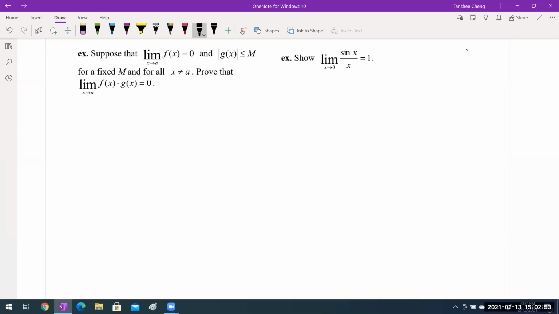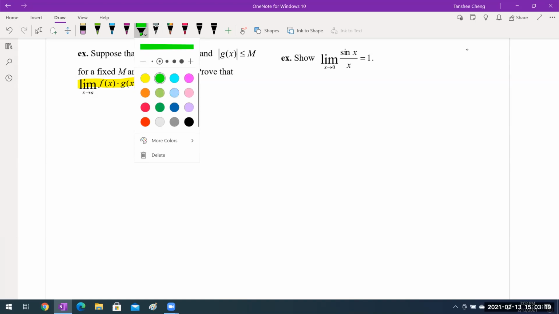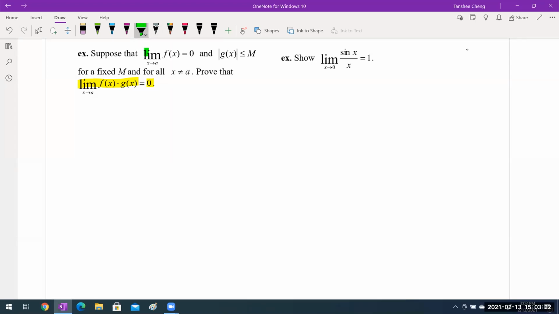So for this type of problem, you can see that there is no numerical value of the functions and no formula of the functions at all. So how do we deal with this, right? First, we want to prove that the limit of the product is equal to 0. And what are the things that we know? Right here is the given: the limit of f of x as x approaches a is 0, and also the absolute value of the g function is less than or equal to a constant.